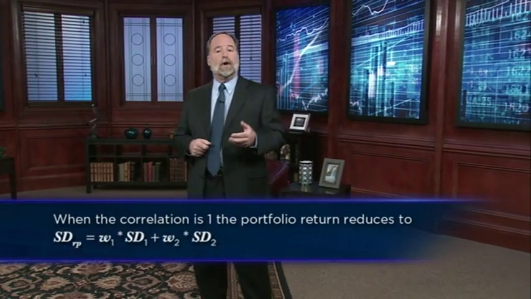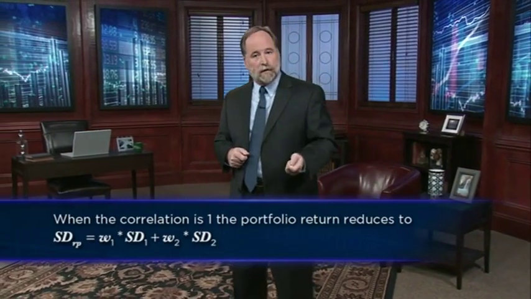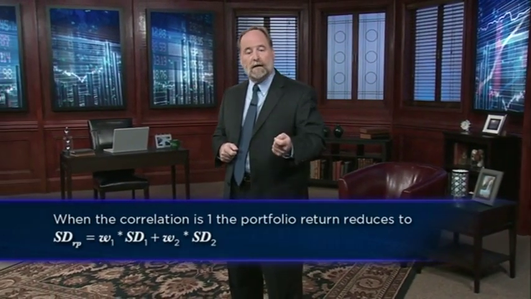When the correlation is 1, then a bit of algebra shows that the standard deviation of the portfolio return reduces to the following expression. Standard deviation of the return on the portfolio is the weight on the first one, not squared, but just the weight on the first one, times the standard deviation of the first one, plus the weight on the second one, times the standard deviation of the second one. That is just like the expected return. The standard deviation of the portfolio is just the weighted average of the standard deviations of each.